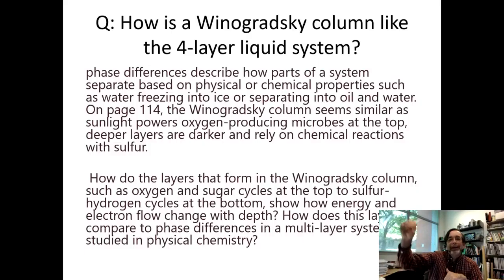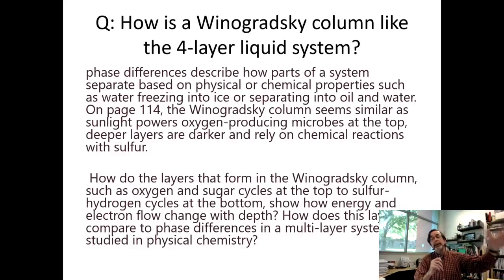Anyways, okay. And now we get to the chapter 6 question, which is, how is a Winogradsky column like that 4-layer system? I want to use that as a model. Remember, I showed you that 4-layer system. You mix it up, and it still separates out into 4 different phases. And so we're talking about all of chapter 7 in modern thermodynamics is about phase changes. And I honestly had never really put it together as clearly as this question made me put it together. So thank you for this question. This is a great question. The Winogradsky column orders in the same way that the 4-layer liquid system orders.